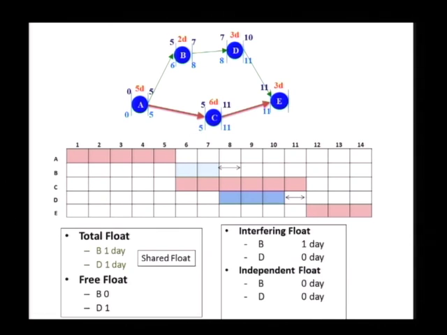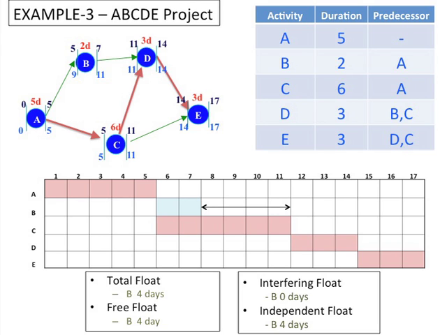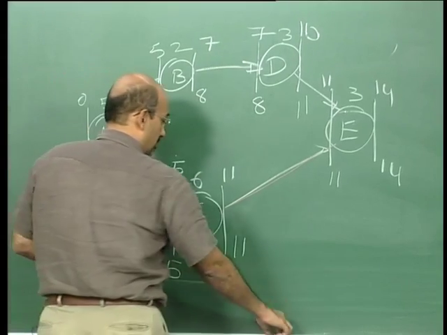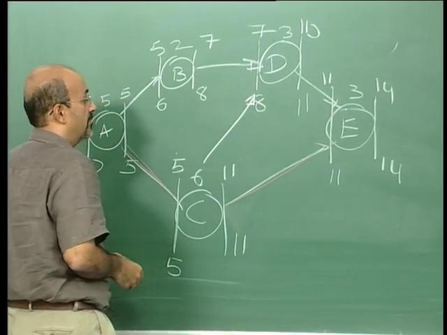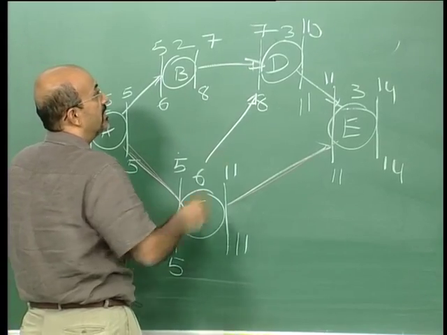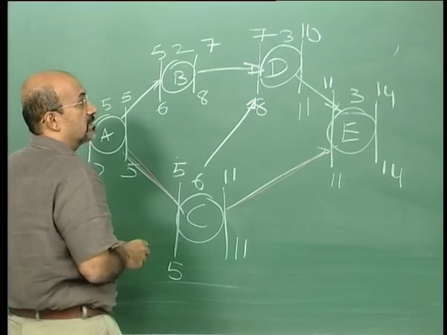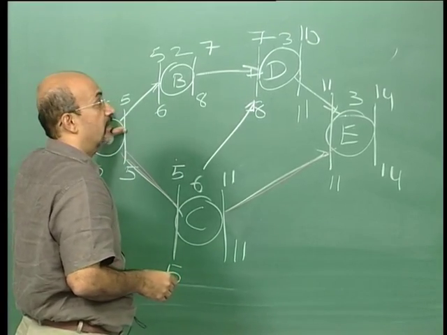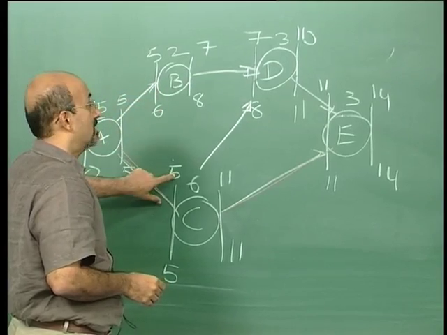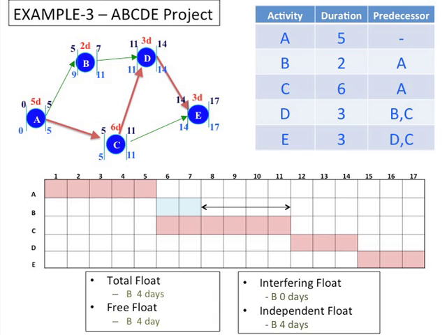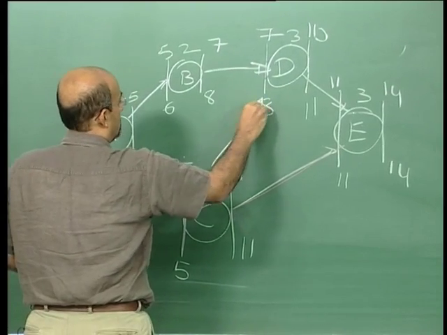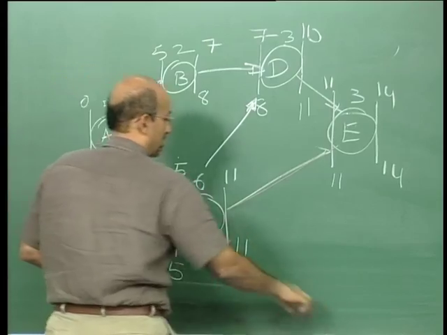Now let's try to illustrate the concept of independent float. I am actually changing the diagram a bit. What I am doing now is adding a relationship between C and D. I am changing the duration of D to 3. I have B is 2, C is 6, D is 3, then it will become 11. Now obviously because of the relationship, this changes.